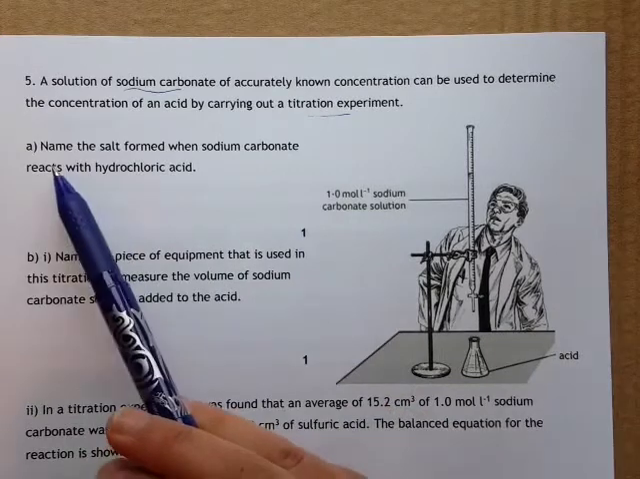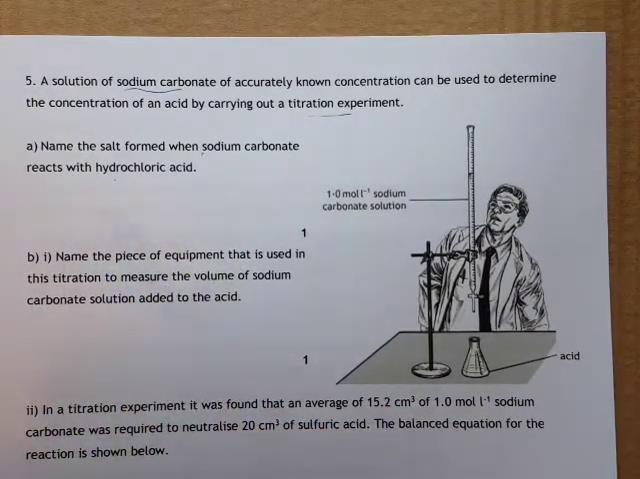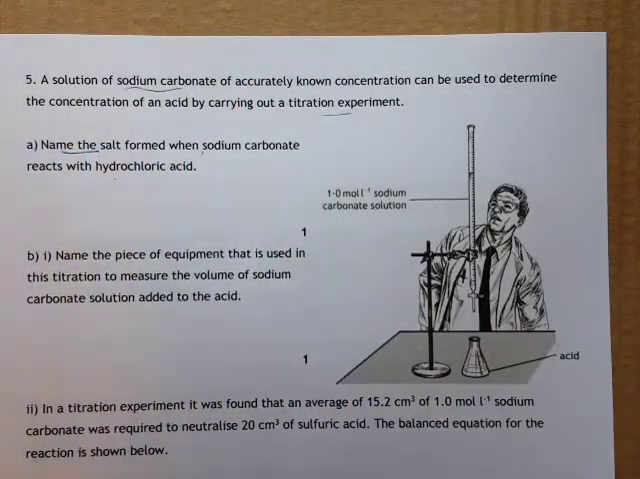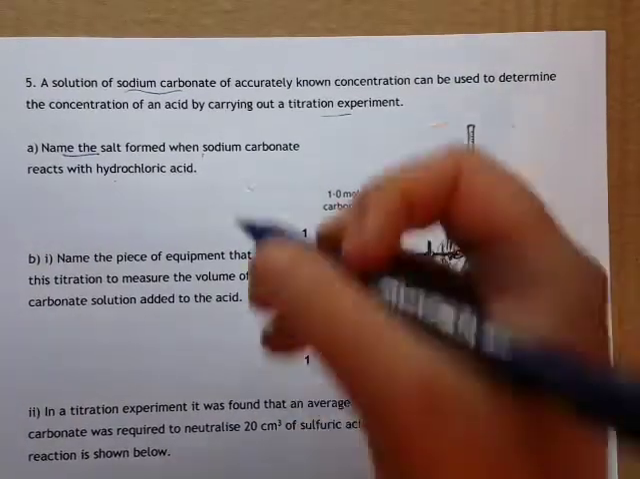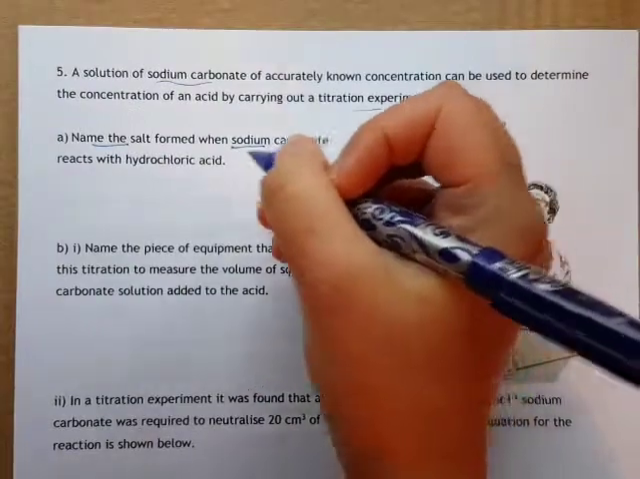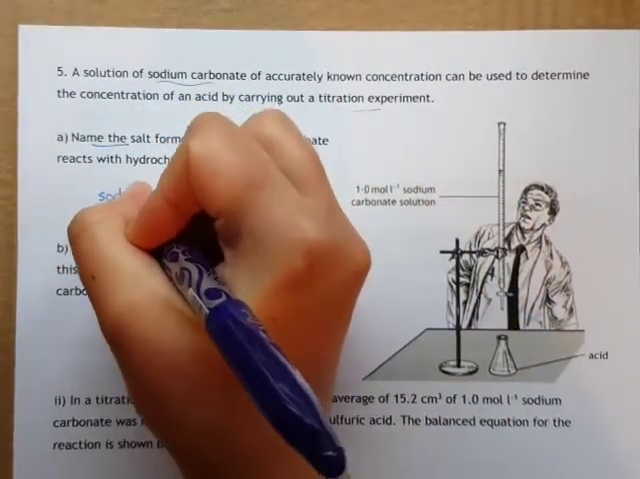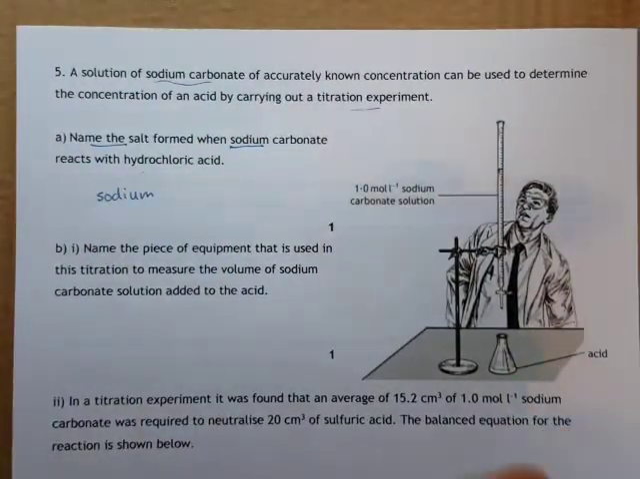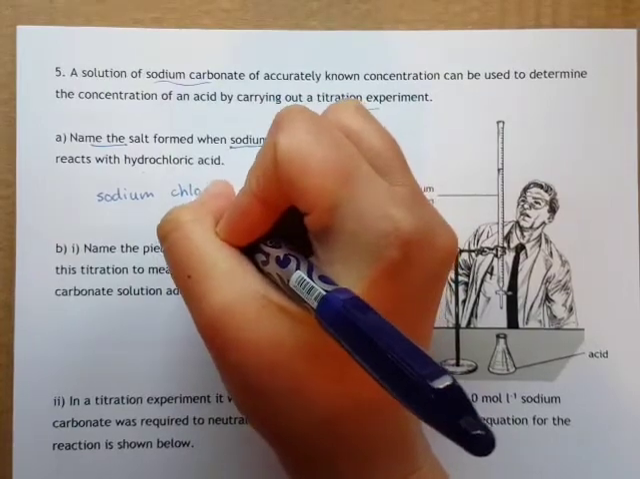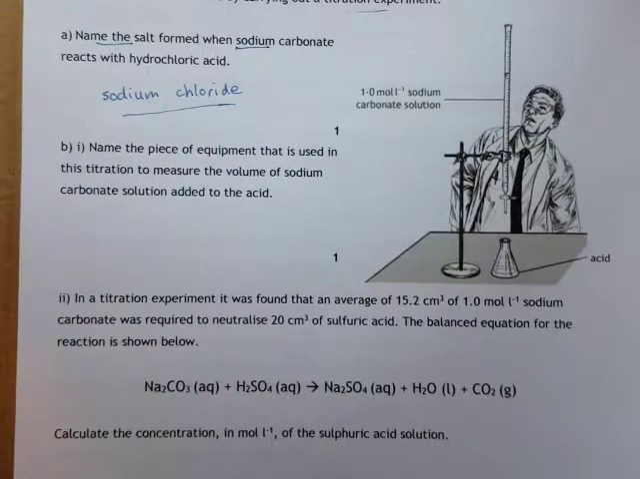So 5A is name the salt formed when sodium carbonate reacts with hydrochloric acid. If you didn't get 5A, you need to just revise naming salts because that should be a fairly easy question. So when we're naming a salt, the first part of the name comes from the metal in the base. The second part of the name comes from the acid. So sodium is the name of the metal in the base, and hydrochloric acid would form a chloride salt. So the answer to question 5A is sodium chloride.